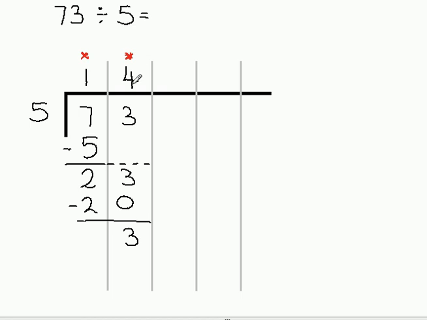Now, because I've reached the last column where there's a digit in the question, I've finished the sum. And whatever I'm left over is the remainder. So this is equal to 14 with a remainder of 3.